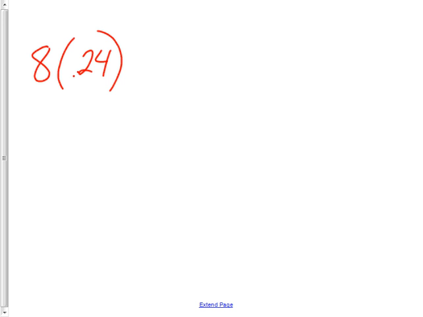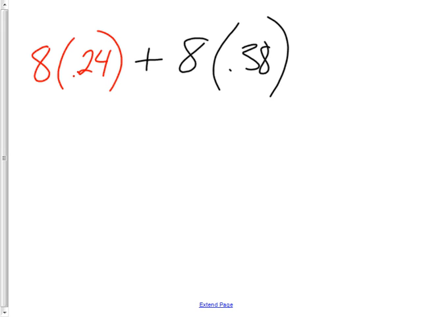All right, so here's how you set it up. 8 ounces of 24% plus another 8 ounces of 38% acid would equal the total, which would be 16 times total percent. And that's the one thing I don't know, is total percent. So what do I put for that? X. And then I solve for X.